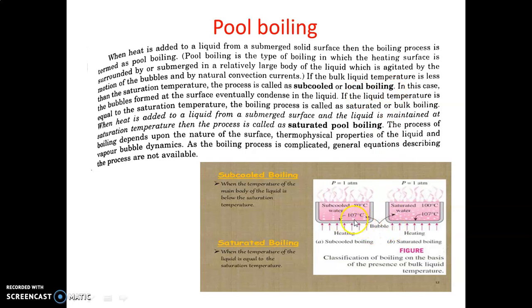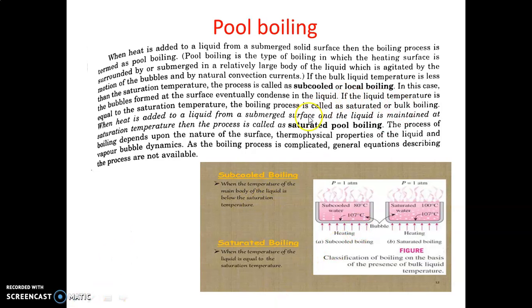So if we look here, the temperature of this liquid is 80 degrees Celsius, and 107 is the temperature of this hot surface, and the saturation temperature of water is 100 degrees Celsius. So here the liquid is below the saturation temperature of that water. This type of boiling is called subcooled boiling or local boiling. The pressure is maintained at atmospheric pressure, 1 atmosphere.